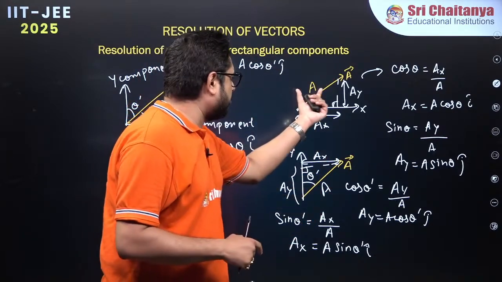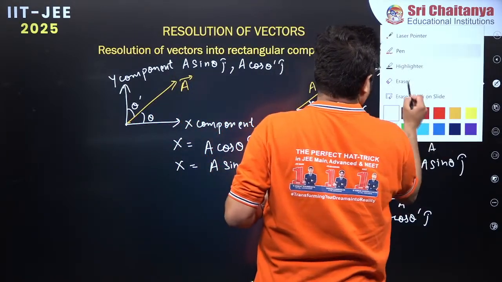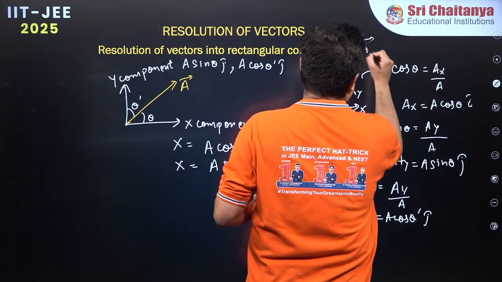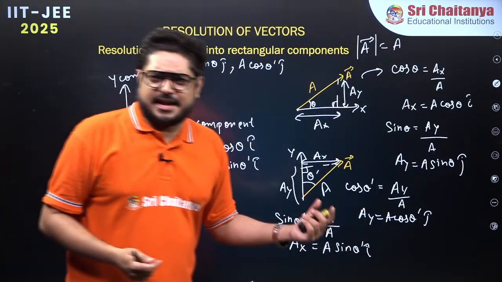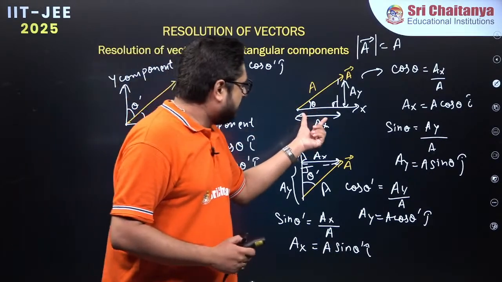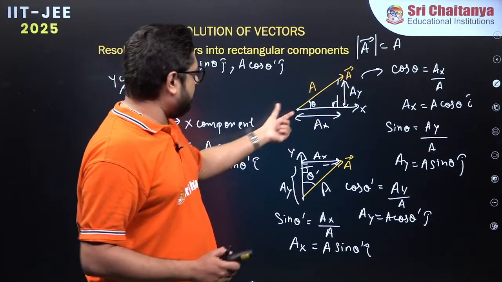You know the magnitude of this vector A. I have already mentioned in the previous two classes, when I started vectors, that mod A is A, isn't it? The magnitude of the vector is A. So I have drawn a perpendicular over here, and you can see that the base is AX, the perpendicular is AY, okay? So now what will be the value of cos theta?